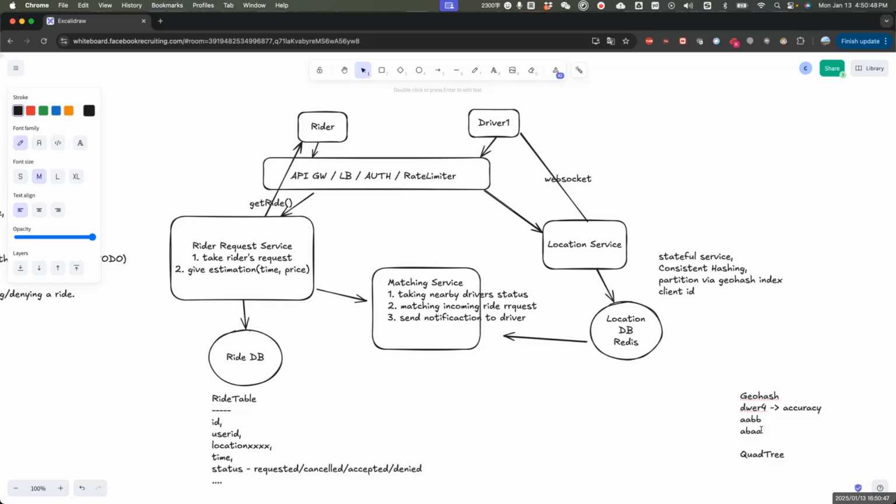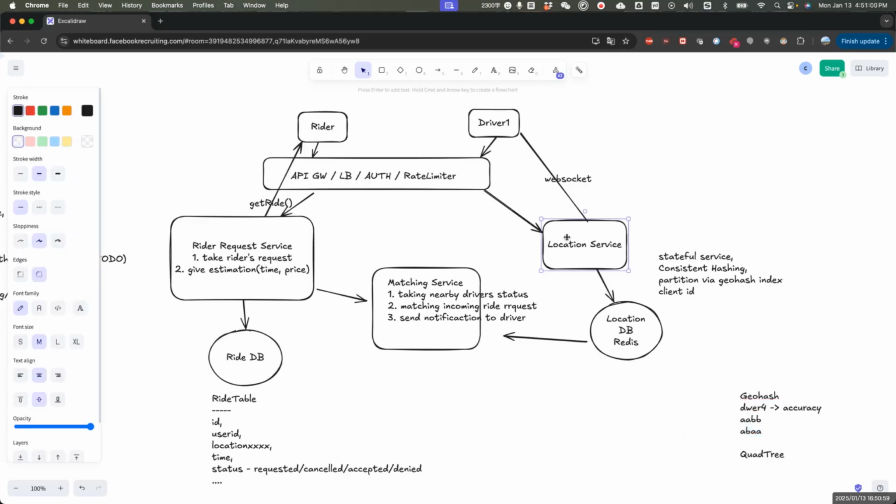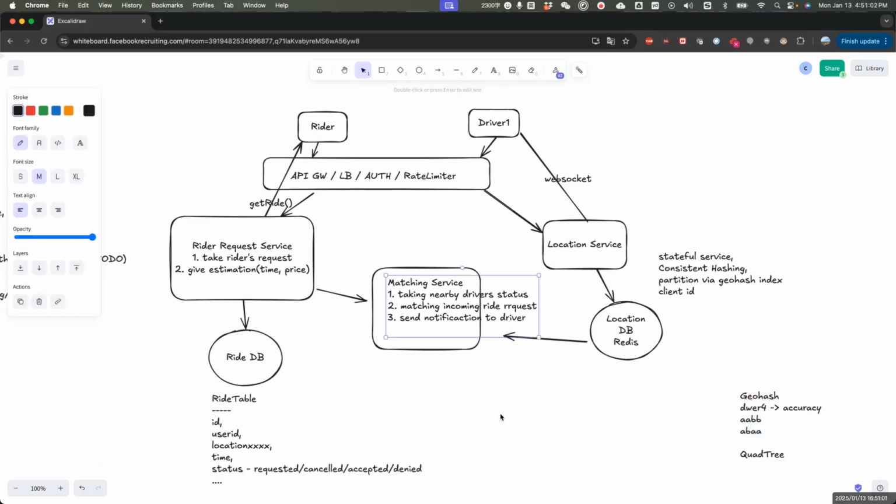So it's easier for our servers to target a corresponding server to get the information from it. For example, when we have a location service or a matching service, and we want to request a different geolocation that belongs to a different partition.